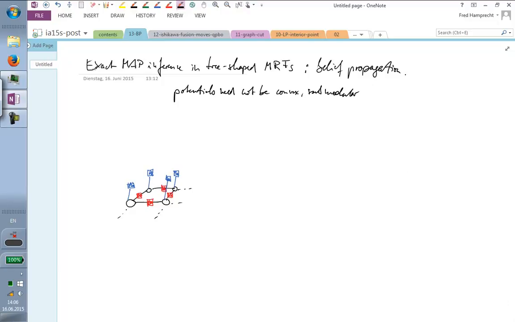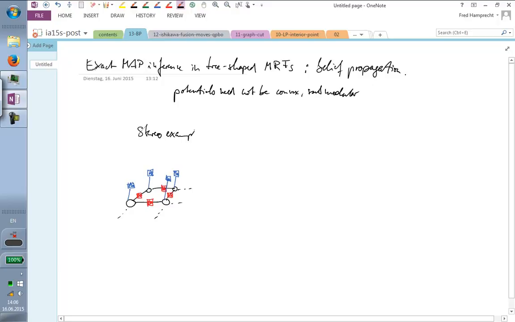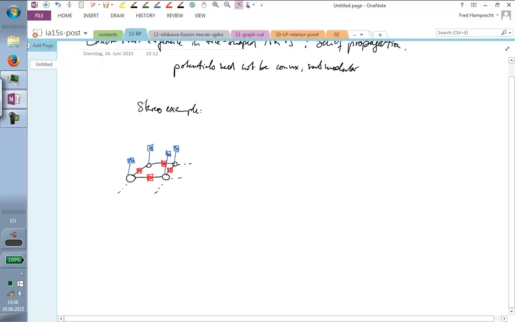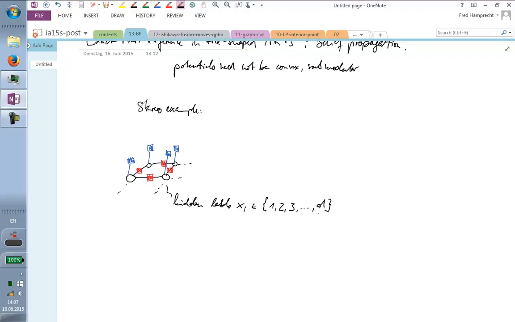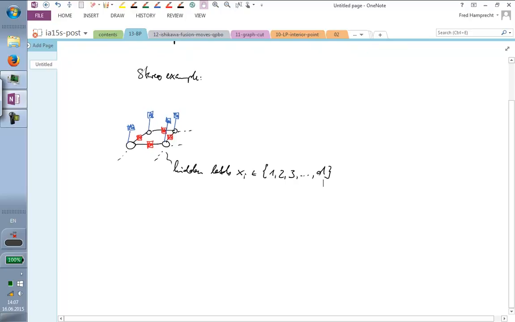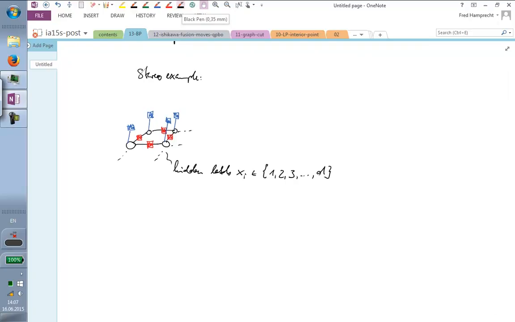And for the stereo example, we have here hidden labels xi, and these are discrete. They can take values 1, 2, 3 up to some maximum value d, and I've written d here for disparity, because we have a left and right image, and if an object is far away, it will appear in roughly the same position in the image after they have been pre-processed, aligned, and so on. If they are close by, there will be a large disparity.